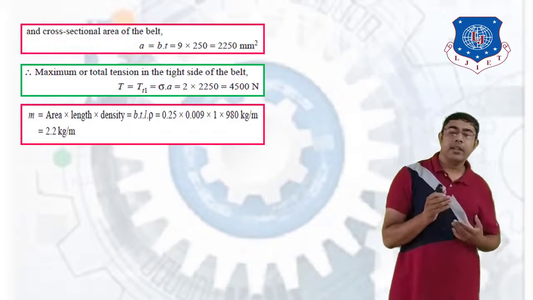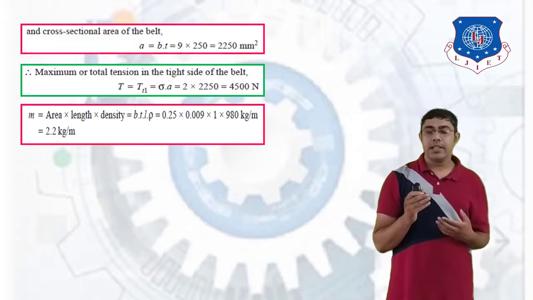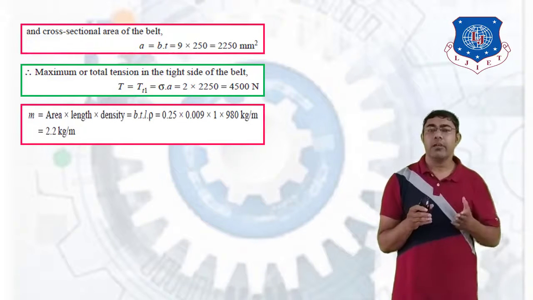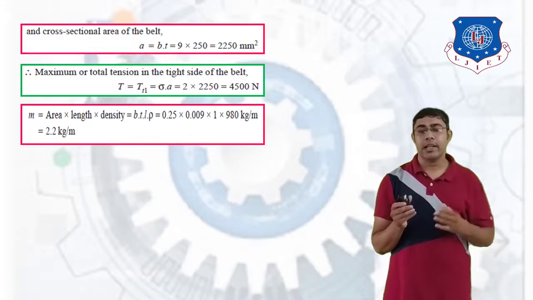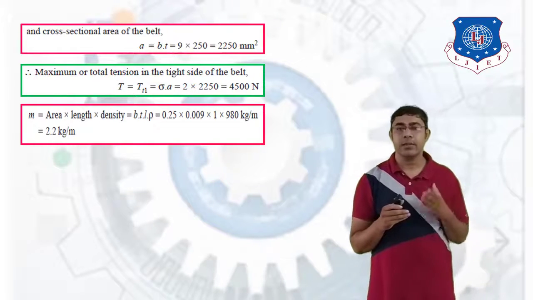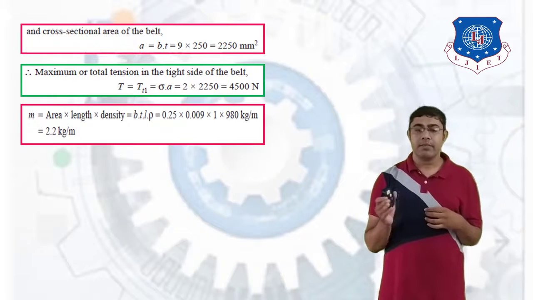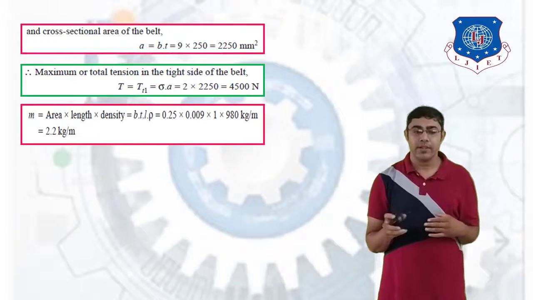So b is given, that is 0.25, t is given 0.009, and here we have to calculate the mass of belt per meter length. So we consider length is equal to 1 meter, and density is given 980 kg per meter cube. So we get the mass is equal to 2.2 kg per meter.